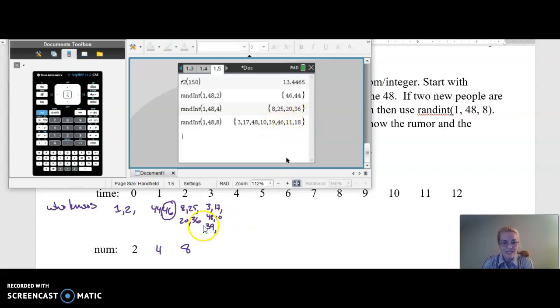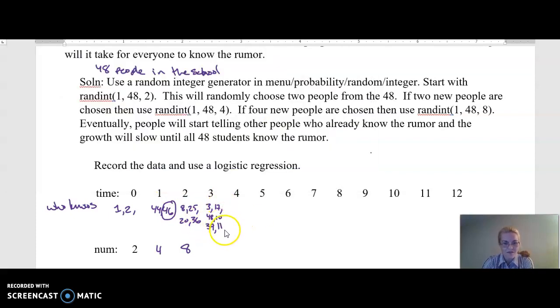And then we've got 11 and 18. So instead of there being 8 new people, there were only 7 new people who heard the rumor. So 7 plus 8 now gives us 15. All right. So what's going to happen now is these 15 people are now in the next minute going to tell someone else. So what am I going to do on my calculator?